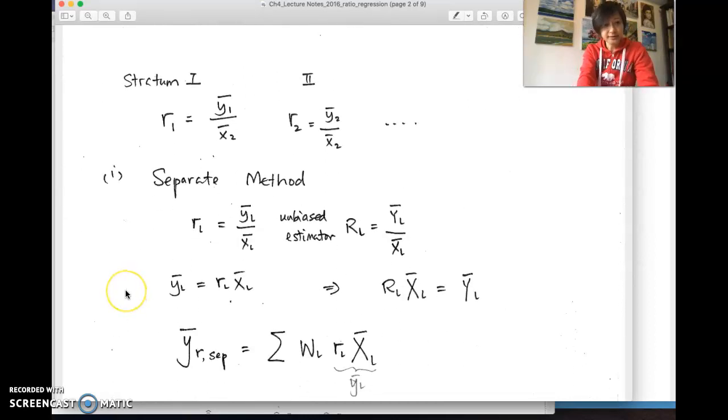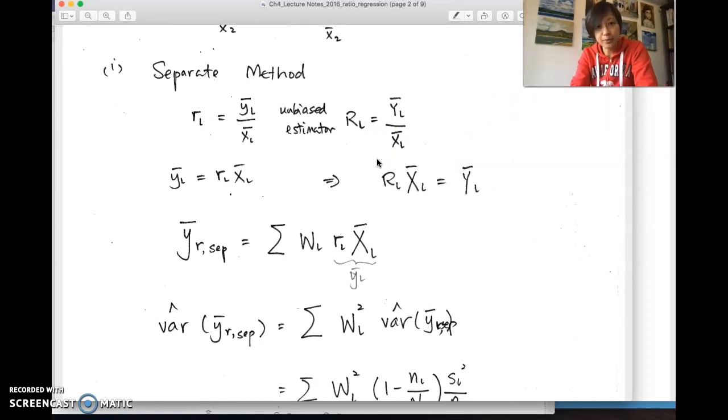All right, so that's what I wrote here. Stratum 1 relies on the sample y1 bar and sample x1 bar, and we would have ratio 1. Stratum 2 we would have ratio 2, etc. We call this the separate method. The separate method means we look at each stratum separately. We have a different R_h for each stratum, and R_h could be used as an unbiased estimator for each stratum's capital R_h. That means I can estimate the stratum's y_h bar using the ratio multiplied by the capital X bar_h.